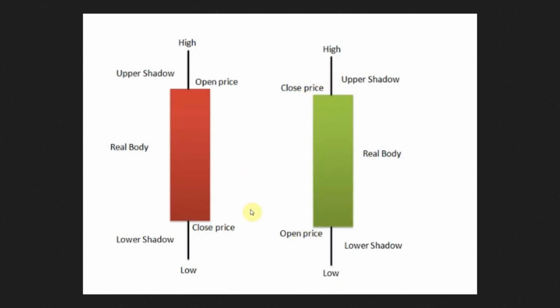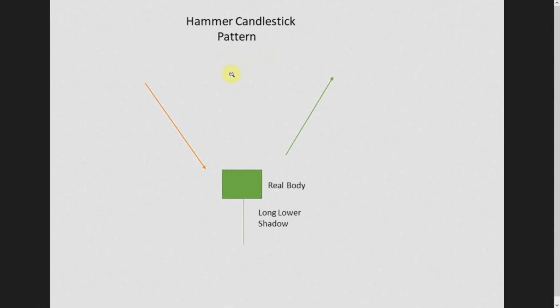The candlestick's wide or rectangular part is called the real body, which shows the link between opening and closing prices. You should know the opening in the red is not at the same level as in the green. For the red, it's at the top, and for the green, it's at the bottom, and it's the opposite for the close. Let's start with the bullish candlestick patterns.